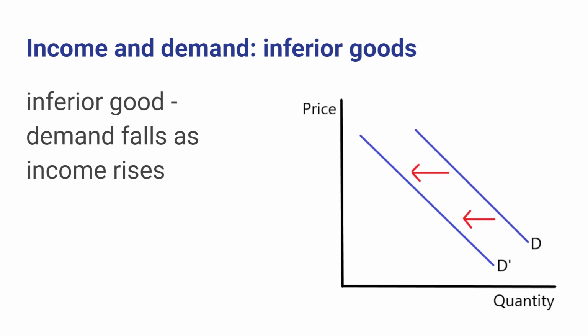For some people, fast food meals might be inferior goods. For others, they might be normal goods. The key point is what happens empirically. When people get more income, do they buy more? If so, it's a normal good, or do they buy less? In which case, it's an inferior good.